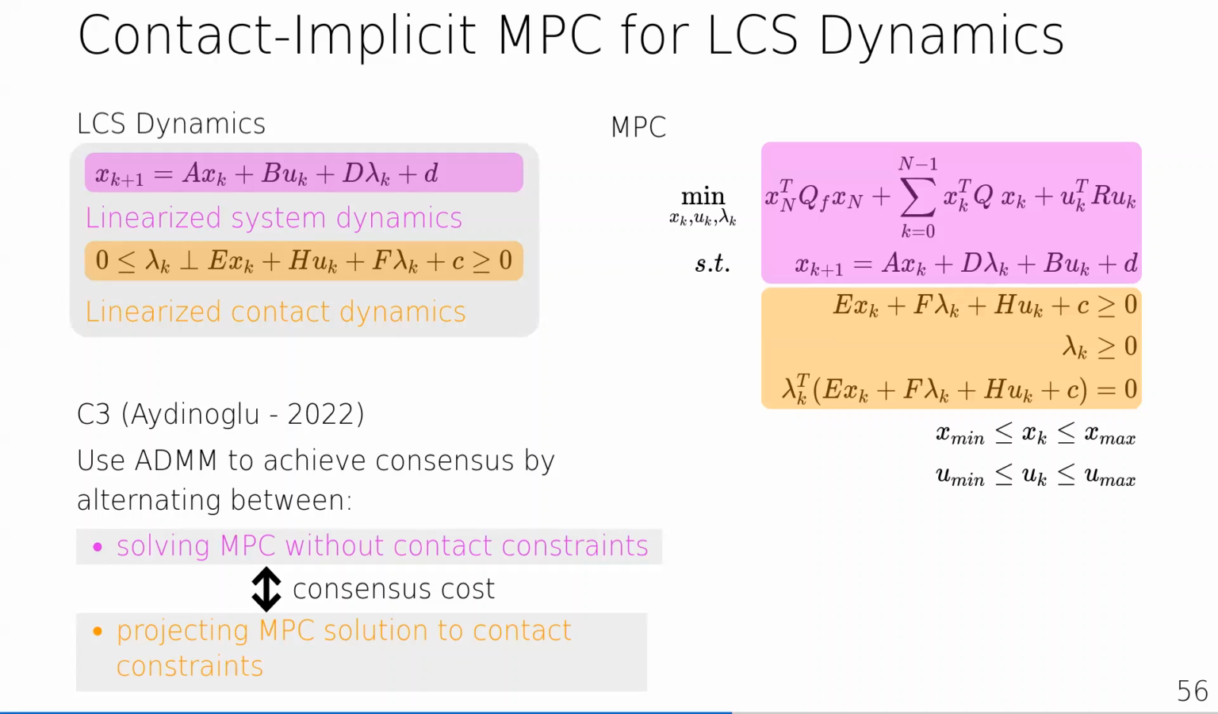We do this with multiple iterations where we solve the MPC, then we project that solution with the consensus cost down to the contact constraints, and iterate until we converge towards a solution that satisfies the full dynamic constraints.